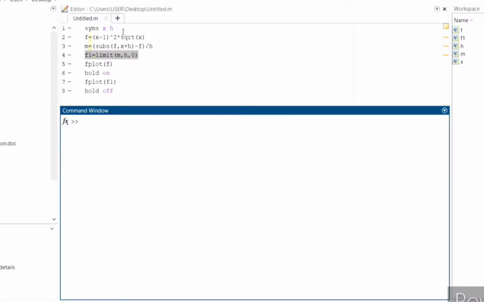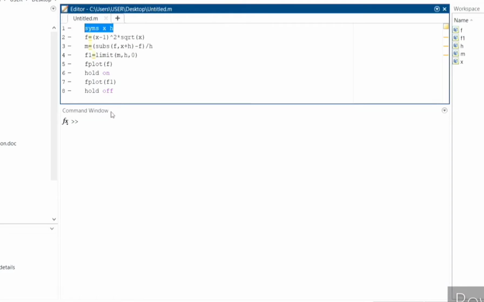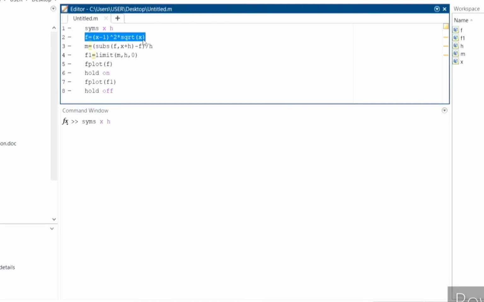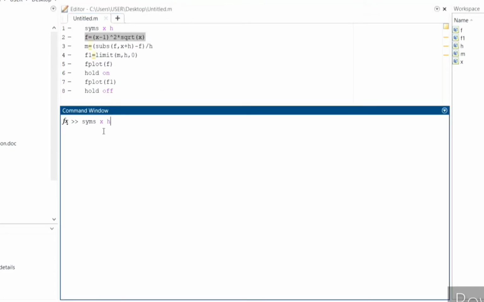First of all, we need to put sym xh. The x is for the function and the h is for the first principle formula. Next, we need to put the function. The function for the question is x minus 1 to the power of 2 times square root x.